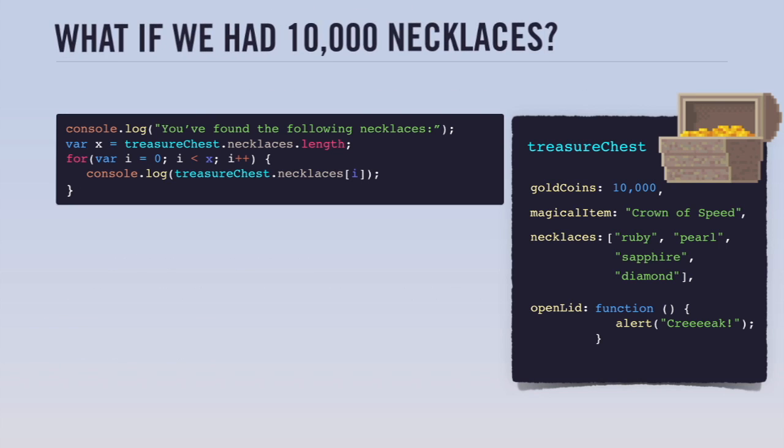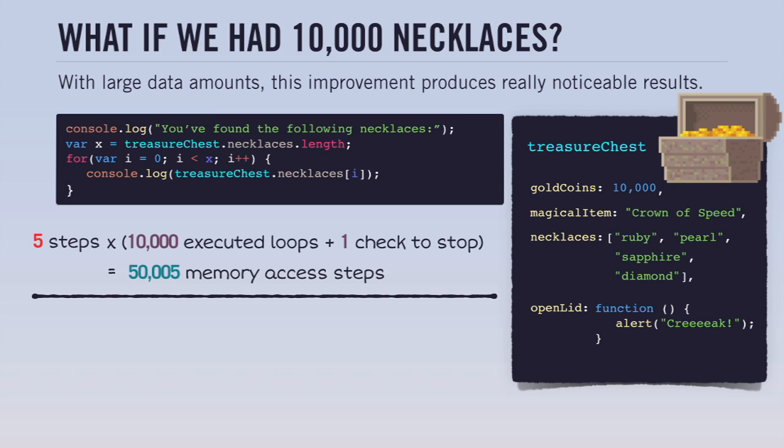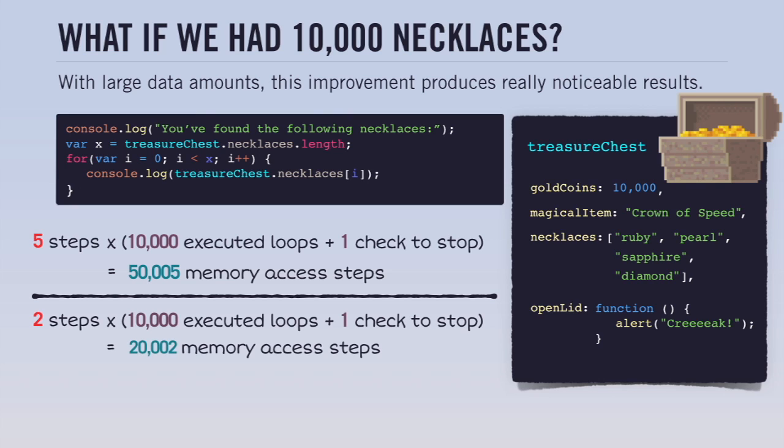What if we had 10,000 necklaces? With large data amounts, this improvement is really going to improve results. You can see that when we have 5 steps times 10,000 executed loops plus 1 check stop, we get 50,000 memory access steps. Oh my God. But when we have 2 steps times 10,000 executed loops and 1 check stop, we only have 20,000.